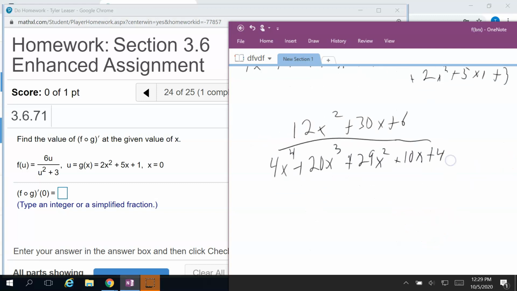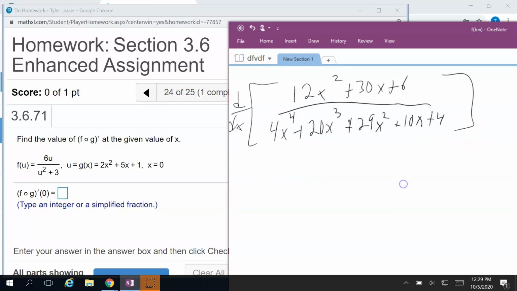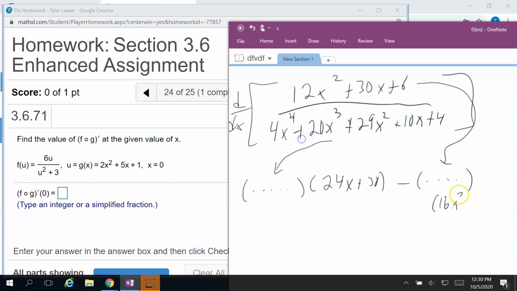Okay, this is the composition, but now we want to take the derivative of this, which is going to be pretty ugly looking, and it'll be a chain rule. So that's bottom, I'm not going to bother writing this down, but this entire bottom function times the derivative of the top, which is 24x plus 30, minus the top, I'm not going to write that down, times the derivative of the bottom, which is 16x cubed plus 60x squared plus 58x, I'm out of room here, plus 10. That all divided by that bottom squared.